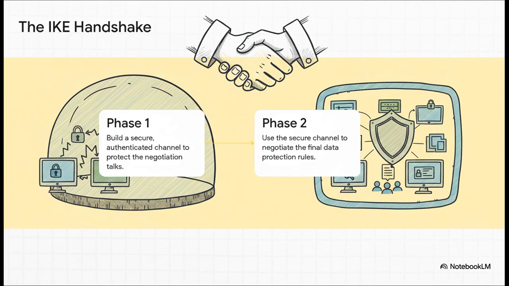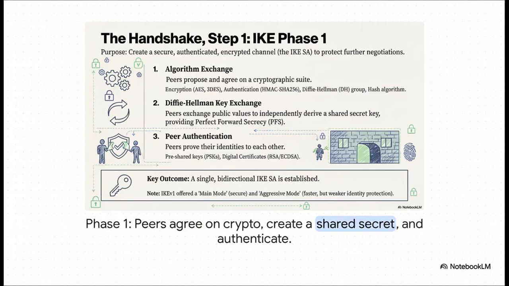Phase 1 has one single goal: to build a secure, encrypted channel just for the negotiation itself. So think of it like building a soundproof room before a private meeting. Then, in Phase 2, the negotiators go inside that room to hammer out the final details for protecting the actual user data. So how does Phase 1 work? It's pretty amazing, actually. First, the 2 sides agree on a set of strong crypto algorithms.